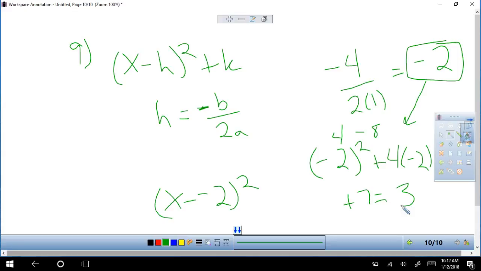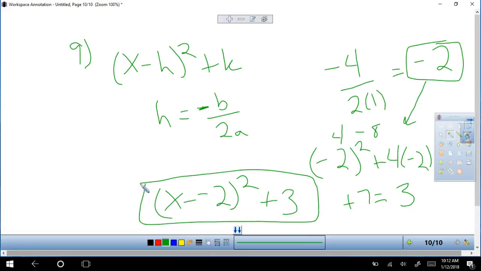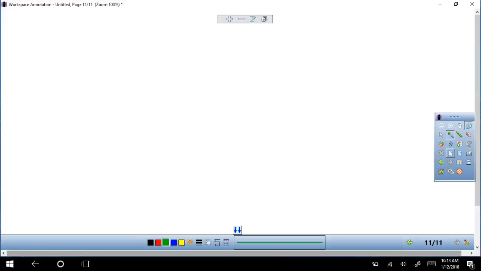Anyone disagree? So I go plus 3. That's my k. Alright. We good? Good. Great. Alright. If I'm making mistakes, just let me know. It's fine. Alright, number 10.